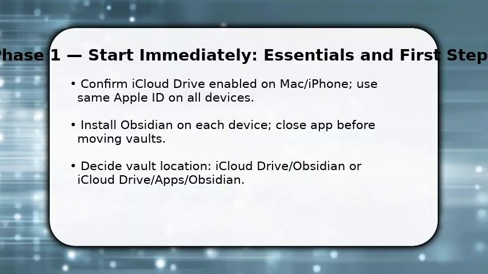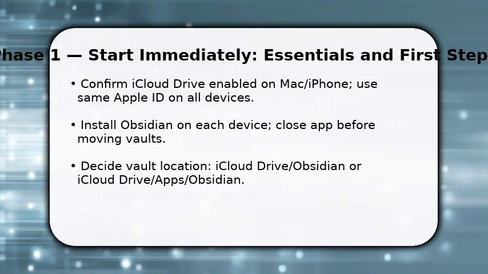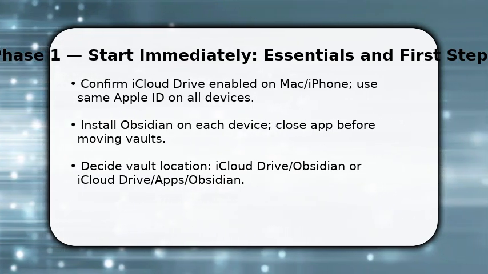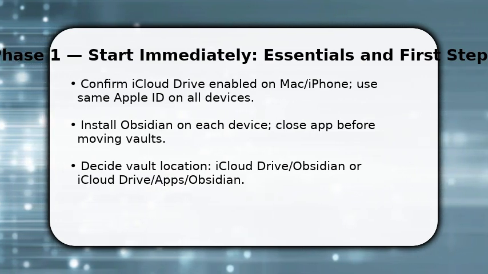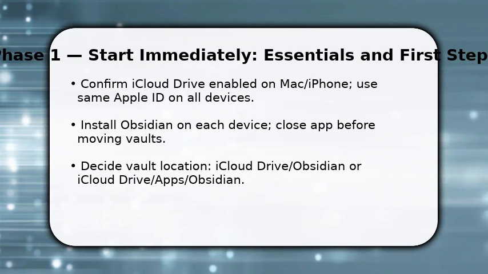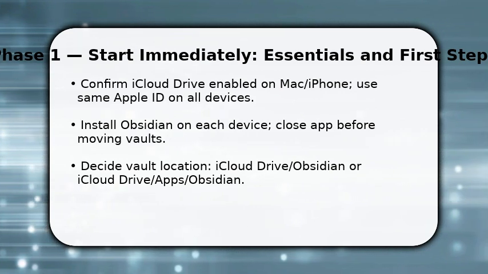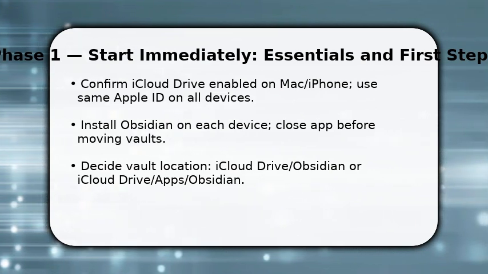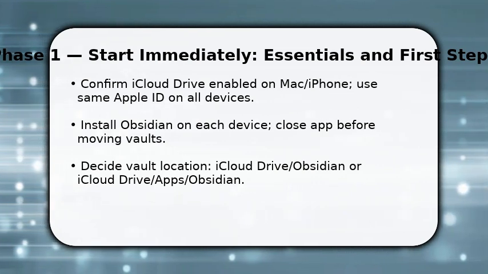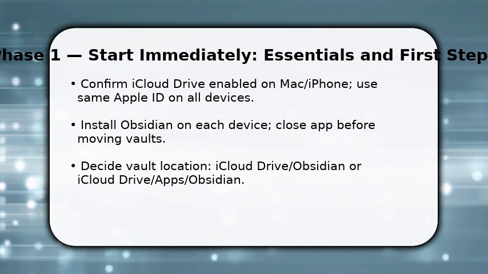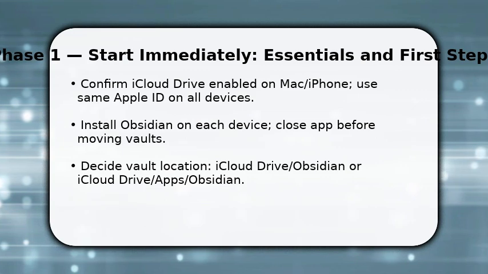You start by preparing both devices. Make sure iCloud Drive is enabled and you use the same Apple ID. Next, install Obsidian but keep it closed while we move files. This prevents conflicts. Now choose a vault location inside iCloud Drive, either a top-level folder or the Obsidian app folder, because where you place it determines sync behavior and file visibility. Once done, create a new vault or copy your existing vault into that chosen iCloud folder.